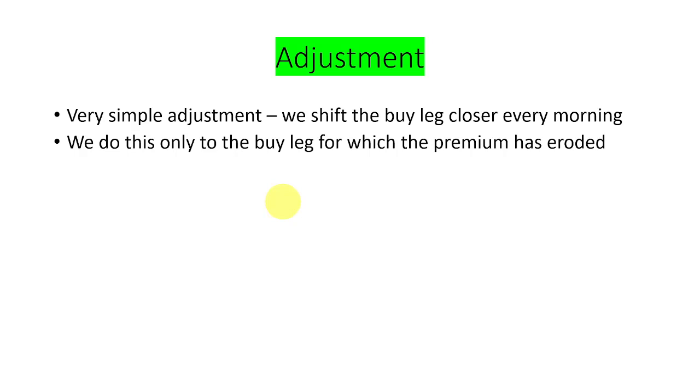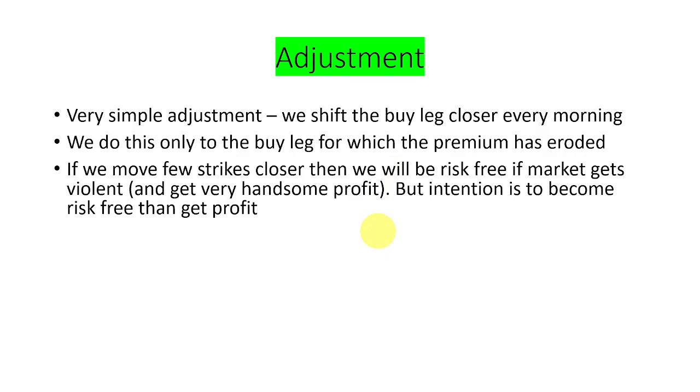whichever side the premium has eroded, whether it is the call side or the put side, wherever the market goes, on the side where the premium has eroded, we move maybe 300 or 400 points, paying around 5 to 10 rupees extra, and with that we try to bring the strike closer. By doing that, we'll be risk free on that side, and if the market moves violently on that side, we'll get a very handsome profit. But generally our intention is not to get more profit, but to reduce the risk.